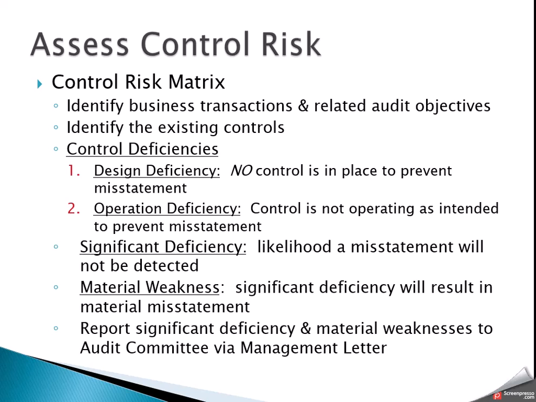So they could have a design deficiency. A design deficiency is that there's actually no control in place to prevent it. An operational deficiency is that there is a control in place, but it's not operating as intended. So a design deficiency is like they don't even have it. The operating deficiency is they have it, but it's not quite working. A significant deficiency would be the likelihood that a misstatement will not be detected. And then a material weakness is that the deficiency would result in a material misstatement.